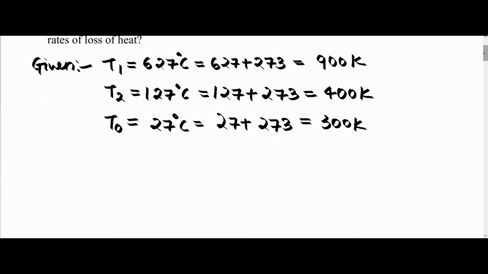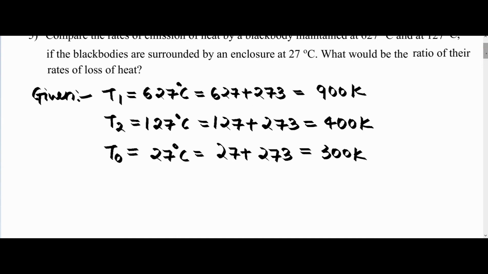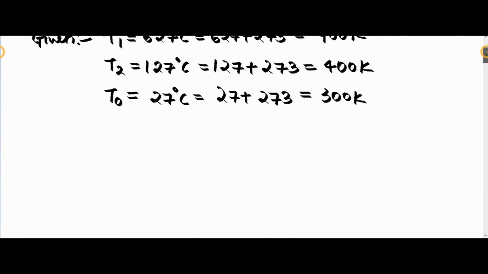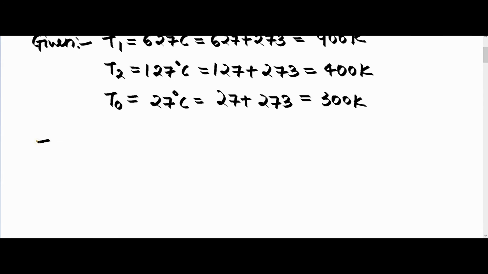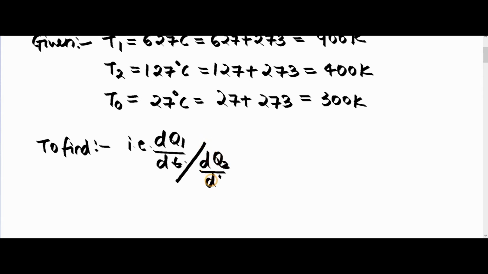Now with all these values we have to find out the ratio of their rate of loss of heat. So to find the ratio of their rate of loss of heat, that is dQ1 by dt upon dQ2 by dt, which is equal to R1 upon R2, we have to find out.